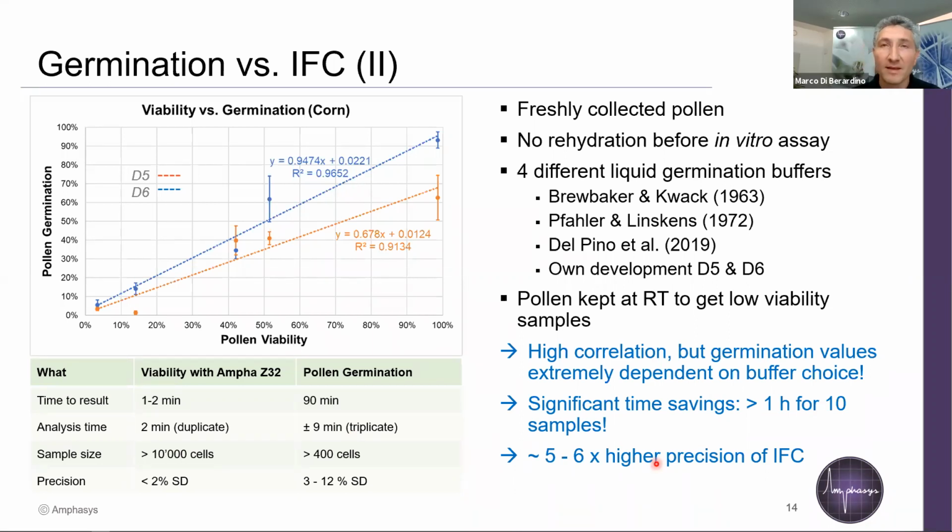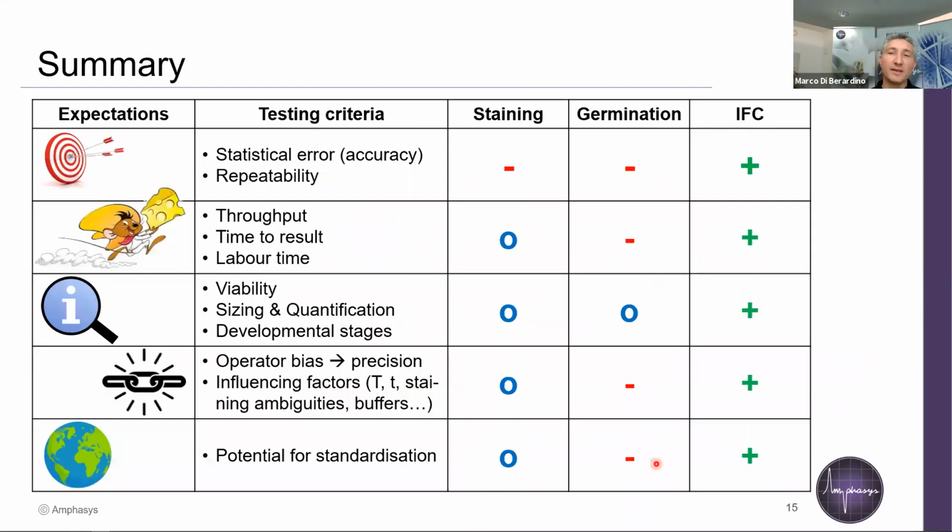So to summarize these results, and picking up the expectation I mentioned in the beginning of the webinar, I would definitely say that I wouldn't really trust in the germination assay unless I had a good validation for it, either by IFC or, for example, with a staining method. In any case, I would be quite skeptical if I saw a gap of more than 20%.